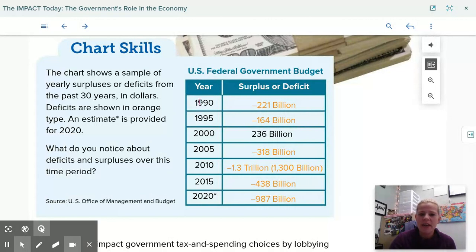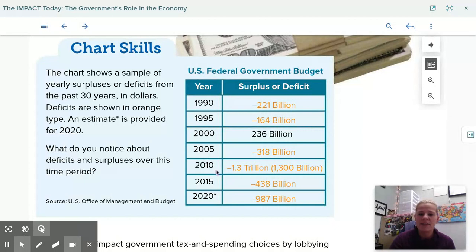So if you look at 1990, we had a deficit of $221 billion. In 1995, it was a deficit of $164 billion. In the year 2000, we had a surplus, so we collected more money than we used, of $236 billion. In 2005, there was a deficit of $318 billion.